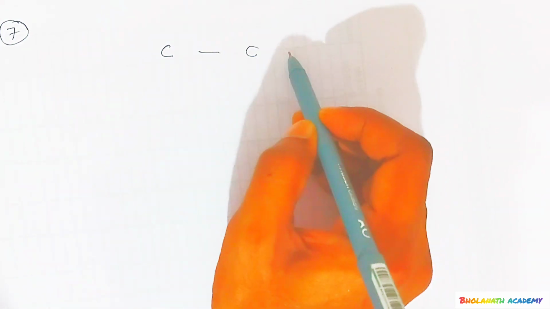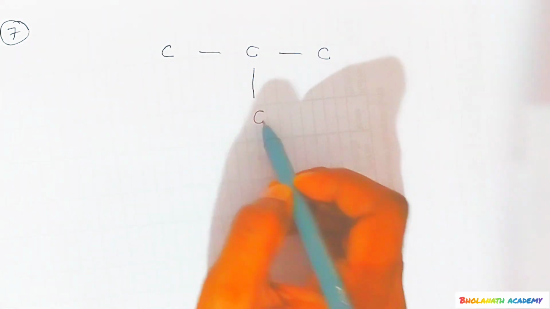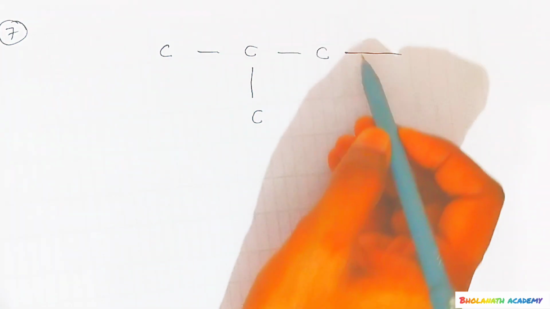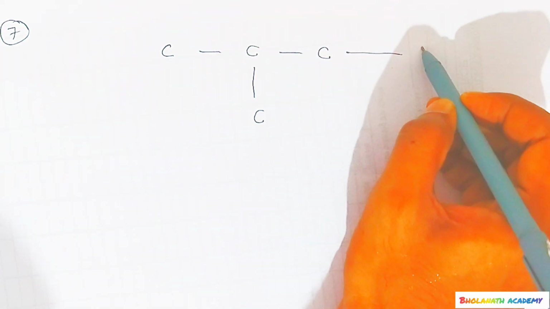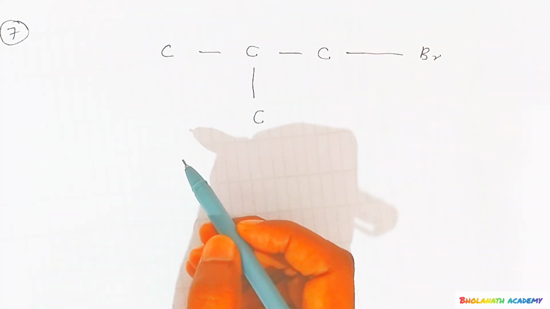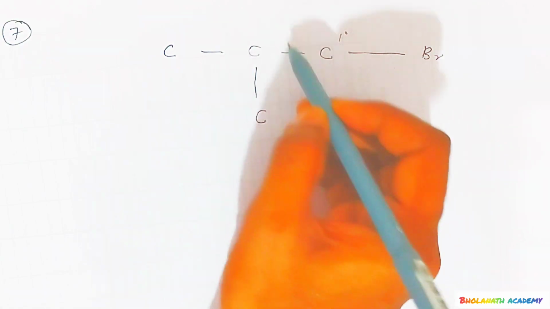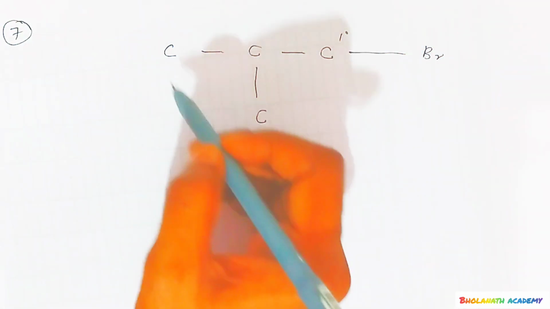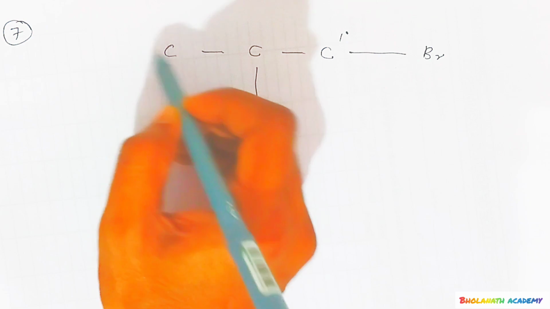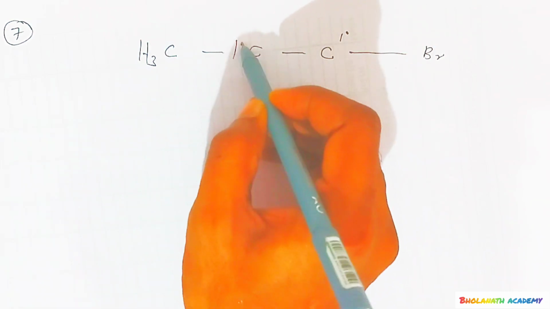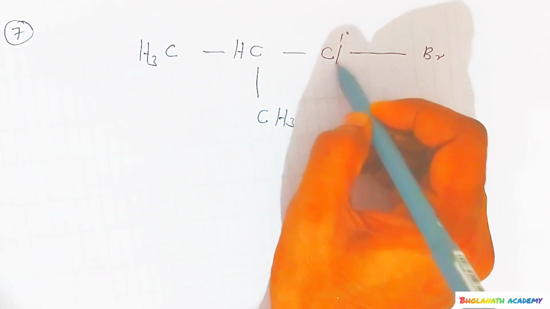Seventh example, students: a halogen derivative containing 4 carbons, but the arrangement of the carbons is like this. So this is the alkyl to which the bromine is attached. Bromine is attached to a primary carbon, but here which type of alkyl is this? That is very important. Now fill the valency with hydrogen. So this is CH3, CH3, and here it will be CH2.